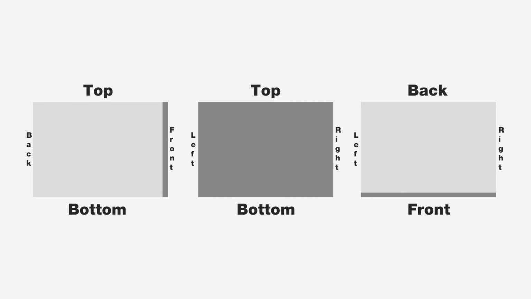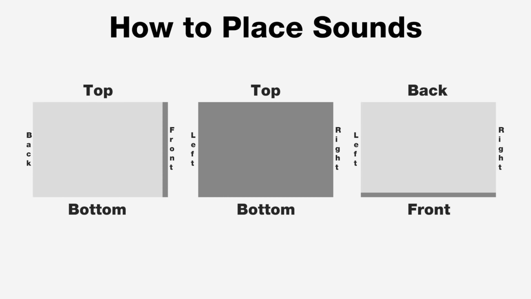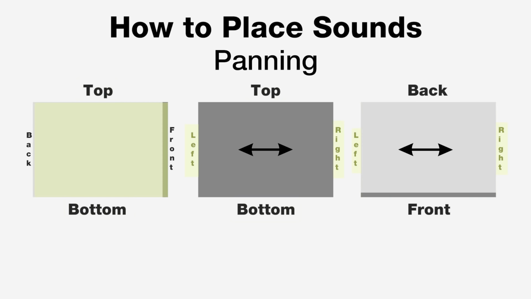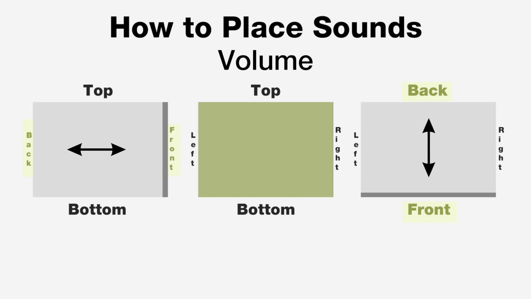So now this raises the question, how do you place your balls in the box? Well, there are three ways to move in the box: up and down, left and right, and front and back. So there are three basic ways to place your ball in the box. EQ, which is the up and down movement, panning, which is left and right, and volume, which is the front and back.